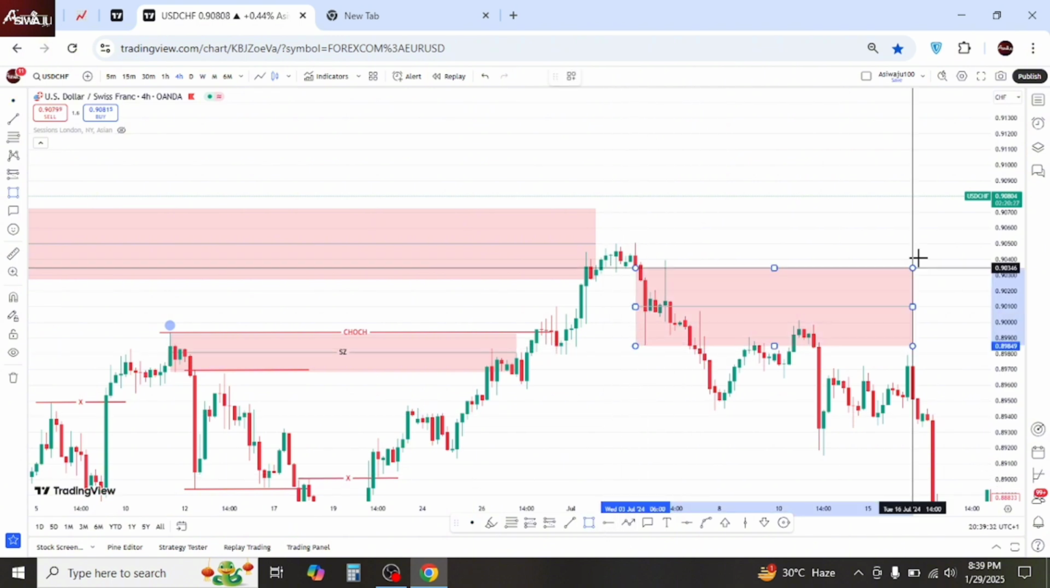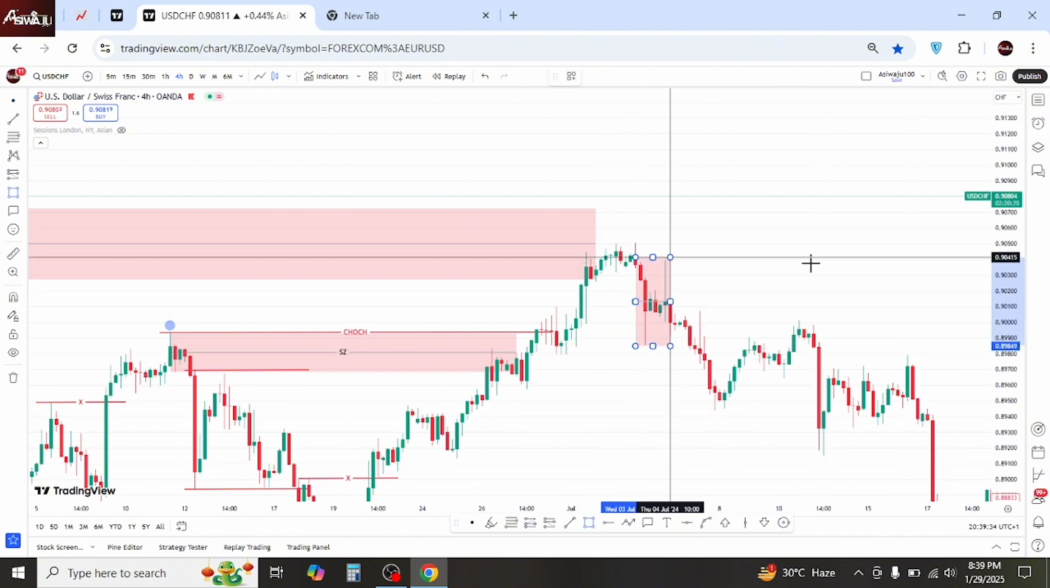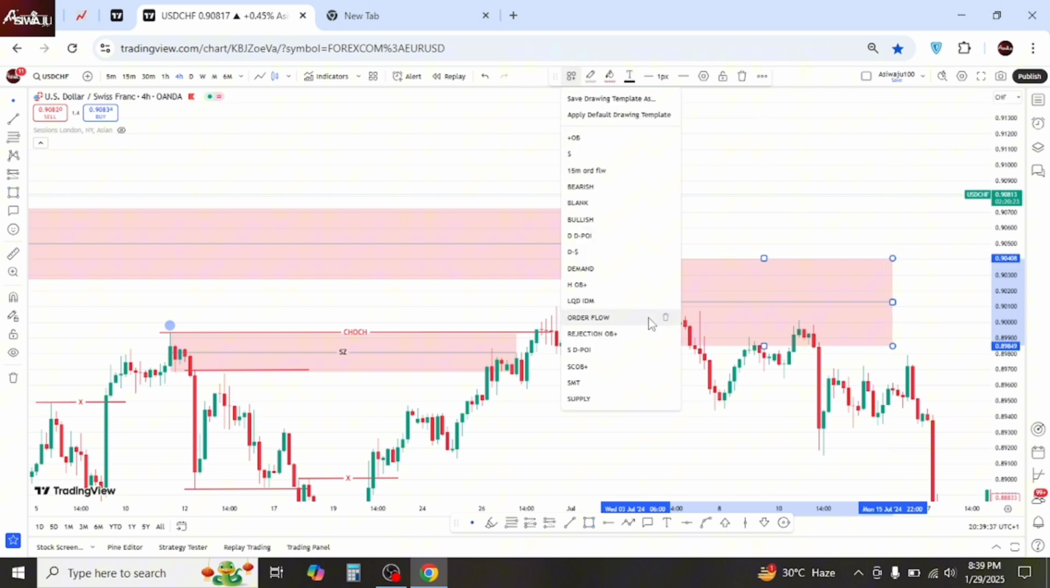Now immediately we have multiple from this low to this high. We have our order flow here.